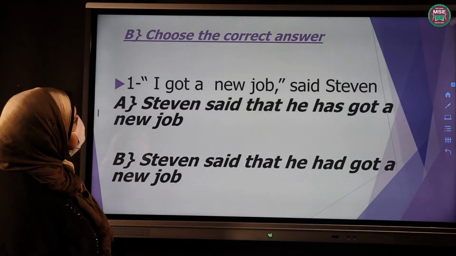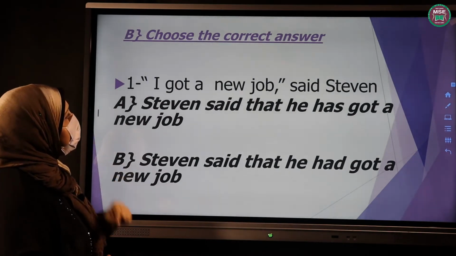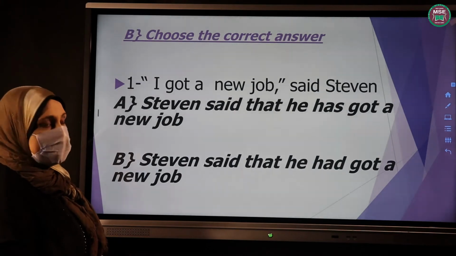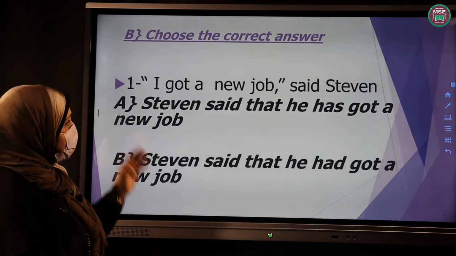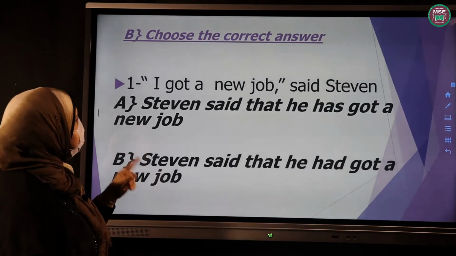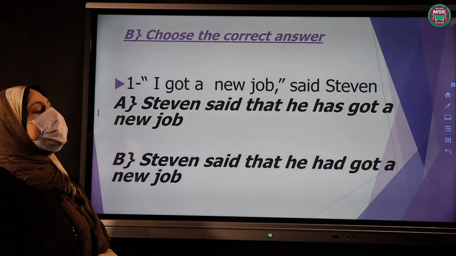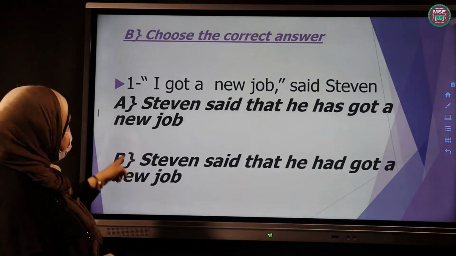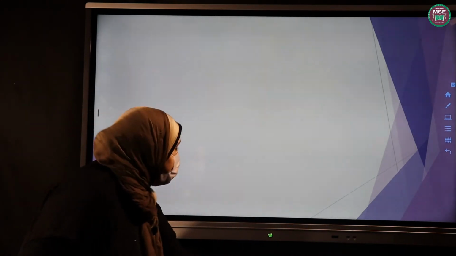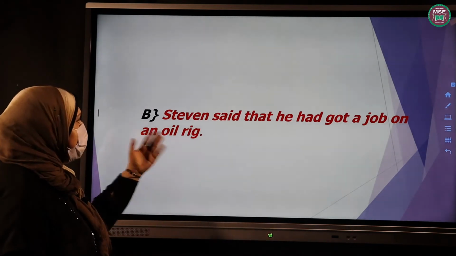Let's have another kind of exercise. Choose the correct answer. Number one is, I got a new job, said Stephen. Which one is correct when I change into indirect? Will I say, Stephen said that he has got a new job, or Stephen said that he had got a new job? Just take your time. Which one is correct? Yes, it's number B and not A. Very good. So you're going to say, Stephen said that he had got a new job.